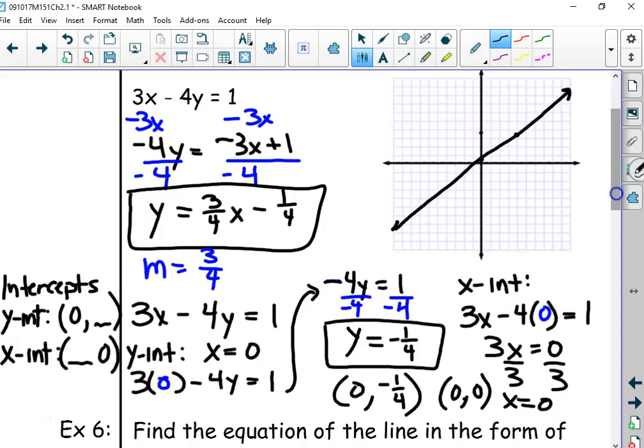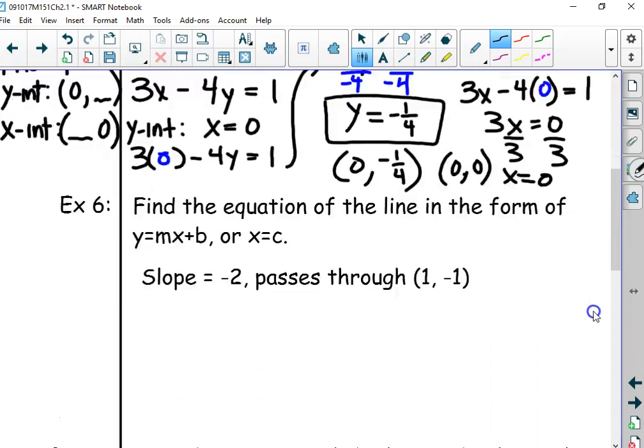I don't like graphing y-intercepts that are fractional. It doesn't mean a whole lot, but nevertheless, this is the way sometimes these problems come out. Let's go to example 6.